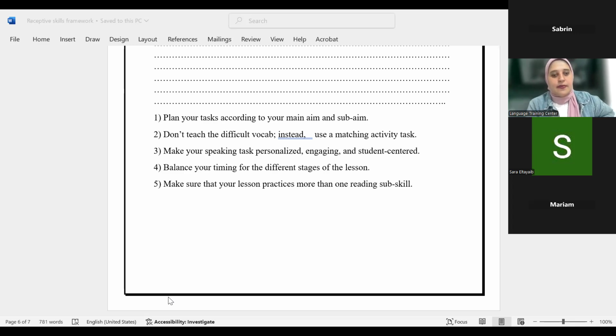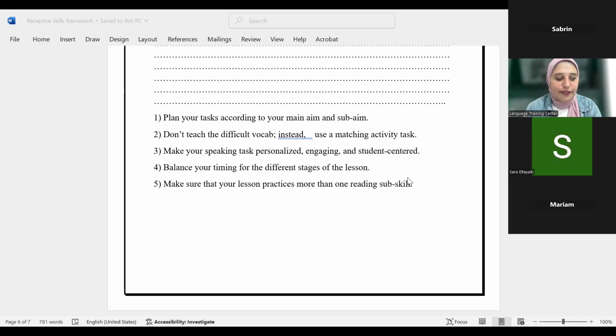Can you elaborate number 3, Dr. Khulud? Make your speaking task personalized, engaging, and student-centered. Personalized, it's related to your students' interests and hobbies, related to their personal life. Engaging, it's related to something that they love, so that they are interested in the talk. Student-centered, the students speak, they are the center of the speaking, not you. They are doing the speaking, not you. To apply SCTT. Yes, exactly. Okay.